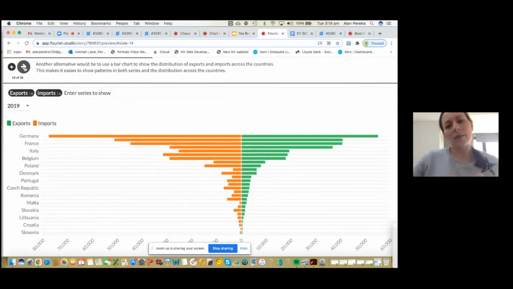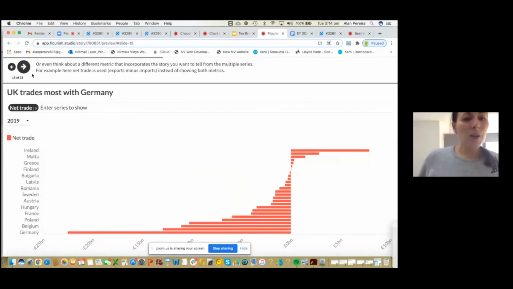Here it's showing a distribution of the different metrics, exports and imports, on a negative and positive scale. So here you get a better idea that the UK are importing much more from European countries than they're exporting. And thinking about it in more of a distribution way makes you see the patterns across countries more easily. Or alternatively, you could just think about using a different metric that tells the story without having to plot multiple series.